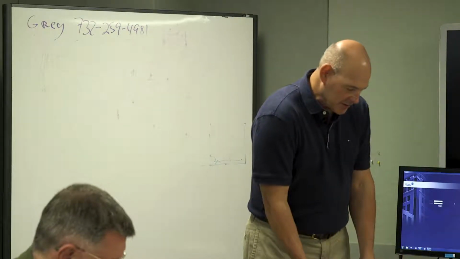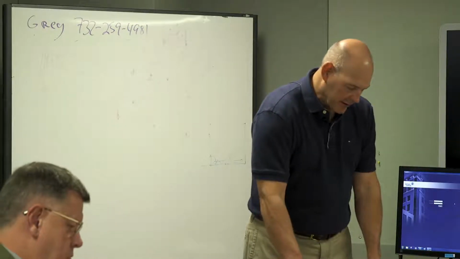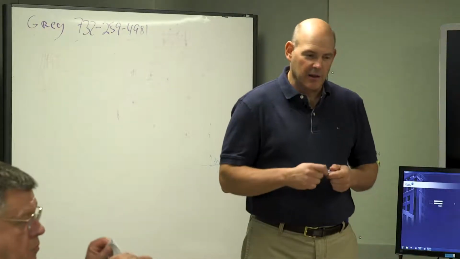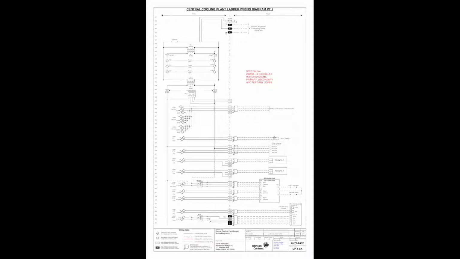The following pages are individual wiring diagrams, so you could trace the panel out, trace the wires out. So you should be on the central cooling plant ladder wiring diagram.